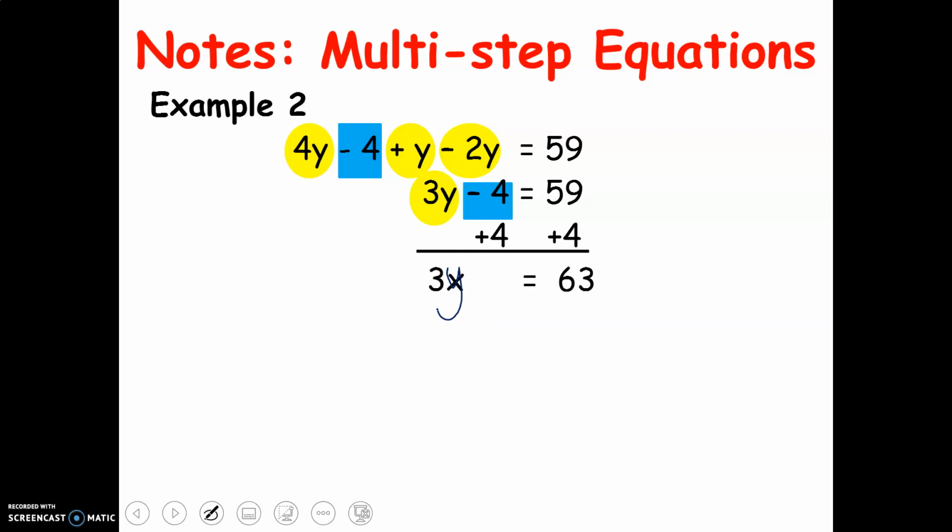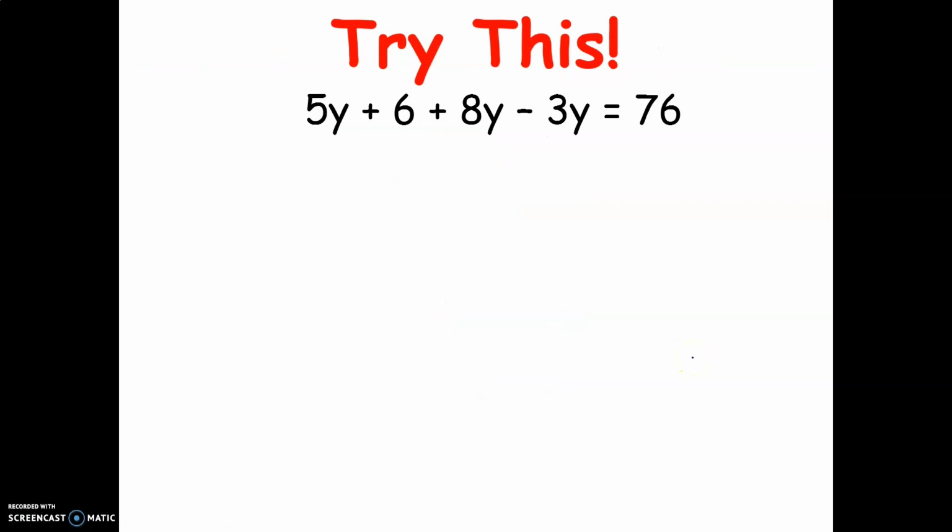Our objective is to get y by itself. We currently have 3 being multiplied to y. So we divide both sides of the equation by 3. We get 3 divided by 3, or 1. 1 times y is y. And then 63 divided by 3 is 21. So y is 21.